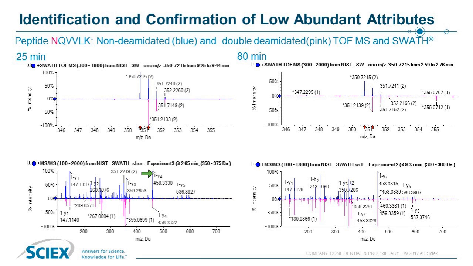And what we've got here on this side is the 25-minute window, and this is the TOF-MS data for the non-deamidated versus the deamidated form. And then we have the MS/MS data from the non-deamidated versus the deamidated form underneath. And what I've got is a comparison between the 25-minute run and the 80-minute run. And what we can see here, both in the case of the TOF-MS data as well as the MS/MS data, is that I am still getting really great high-resolution data regardless of using my 25-minute run versus the 80-minute run.